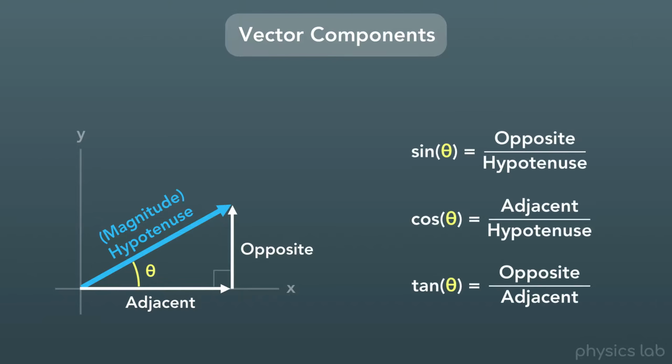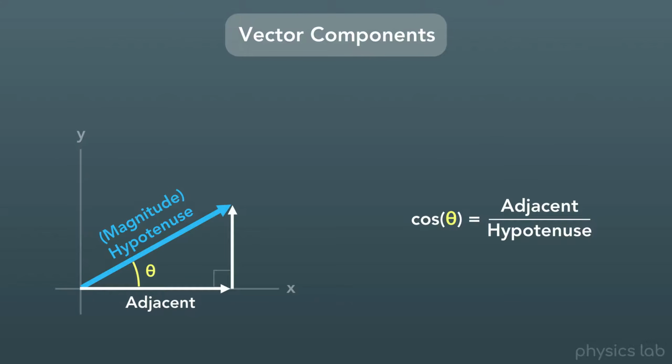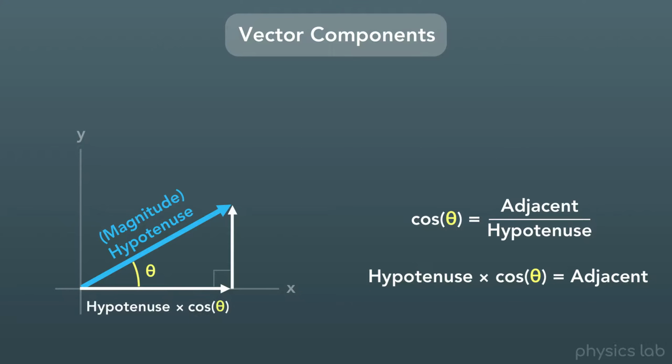So here are the three trig functions that we know: sine, cosine, and tangent. For this right triangle, we're given the hypotenuse and an angle, and we want to find the adjacent side and the opposite side. The tangent function doesn't include the hypotenuse, so it's easiest if we just use sine and cosine. First, let's figure out the adjacent side length. If we rearrange this equation by multiplying both sides of the equation by the hypotenuse, then we get this. The hypotenuse times the cosine of theta equals the adjacent side. So let's label the adjacent side with that.